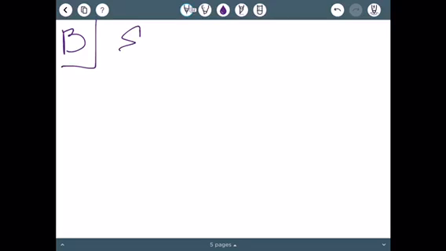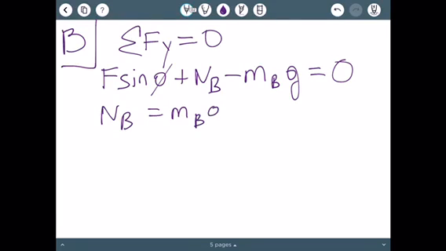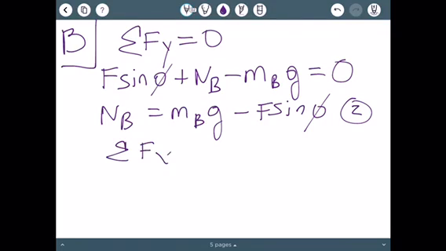For body B, same thing, sum of forces in the y has to be 0. So the y component of the force is F sine theta plus the normal force minus MBG, which must be equal to 0. So the normal force here will not be equal exactly to the weight, since you have this other force with a component in the y. We'll call this equation 2.